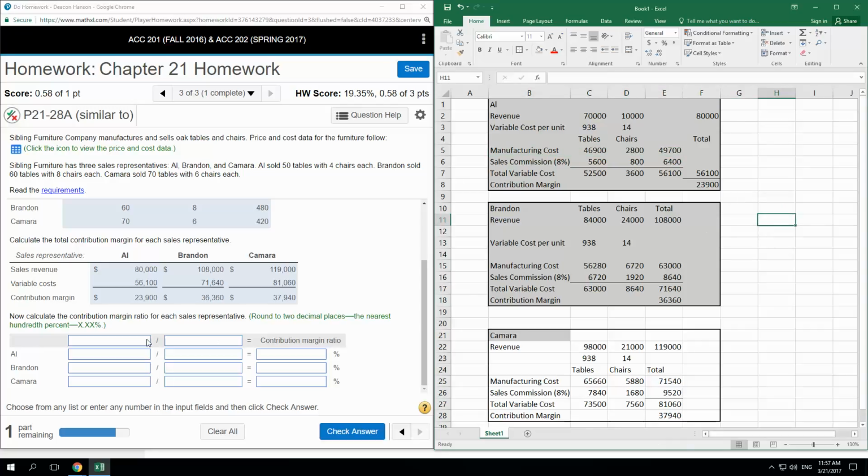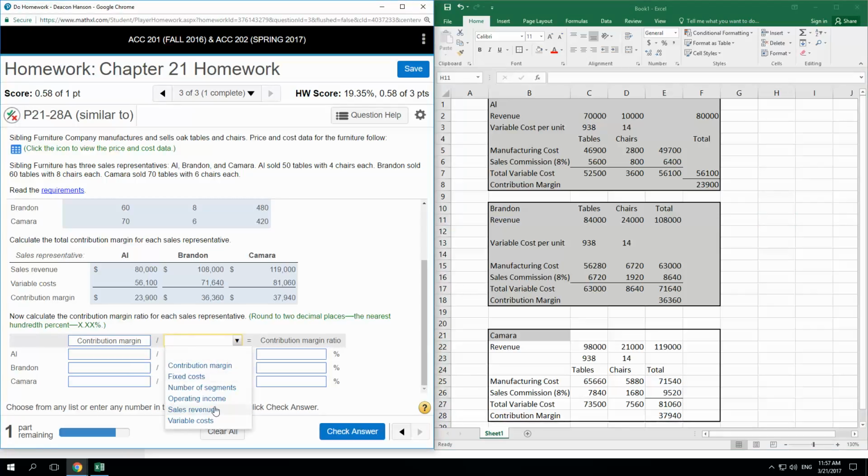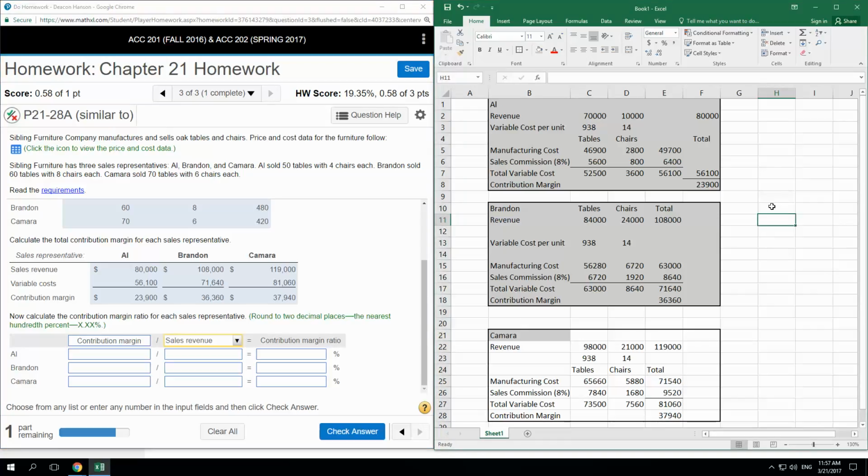Now they want me to compute the contribution margin ratio, and the formula for that is take your contribution margin and you divide it by your sales revenue. Now we could do that real easy. Why don't we plug in the factors in? I got it in the table over here, right? If you think about it, I got my contribution margin for Al sitting here in yellow, and I got Al's total revenue sitting there at 80.